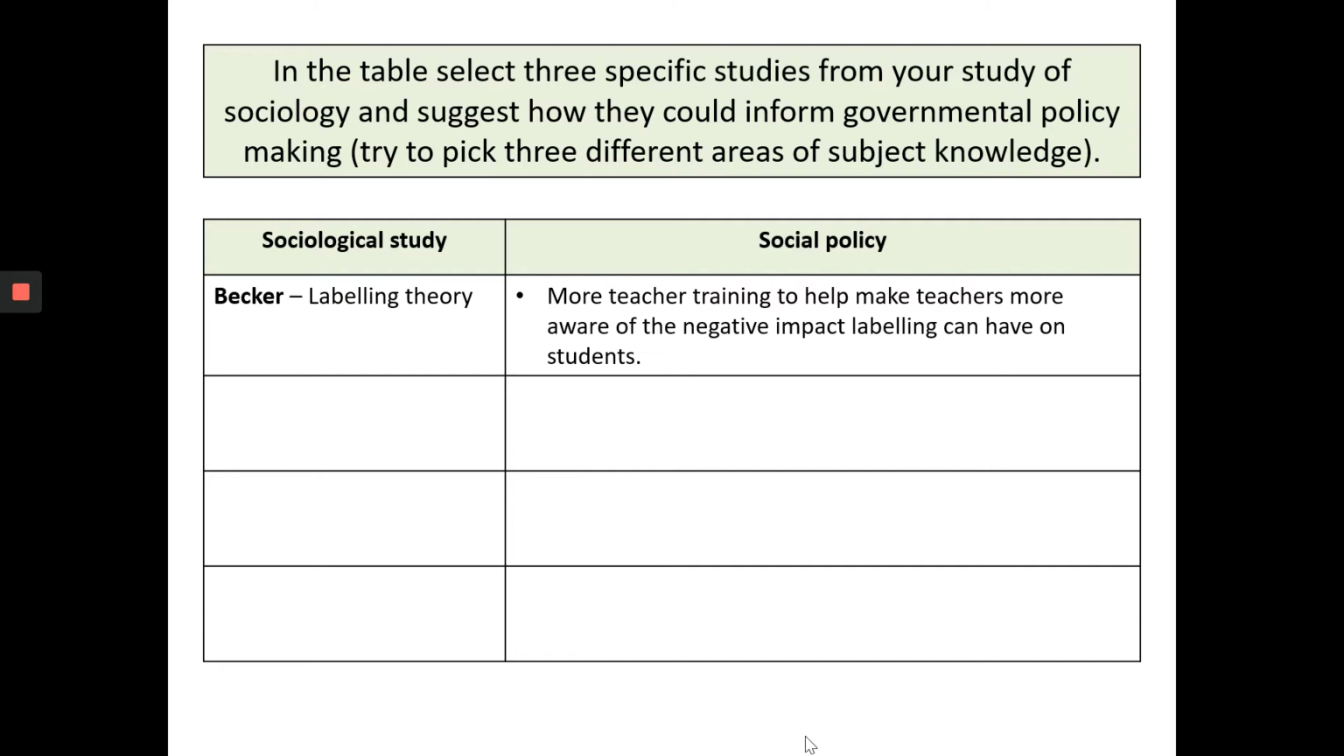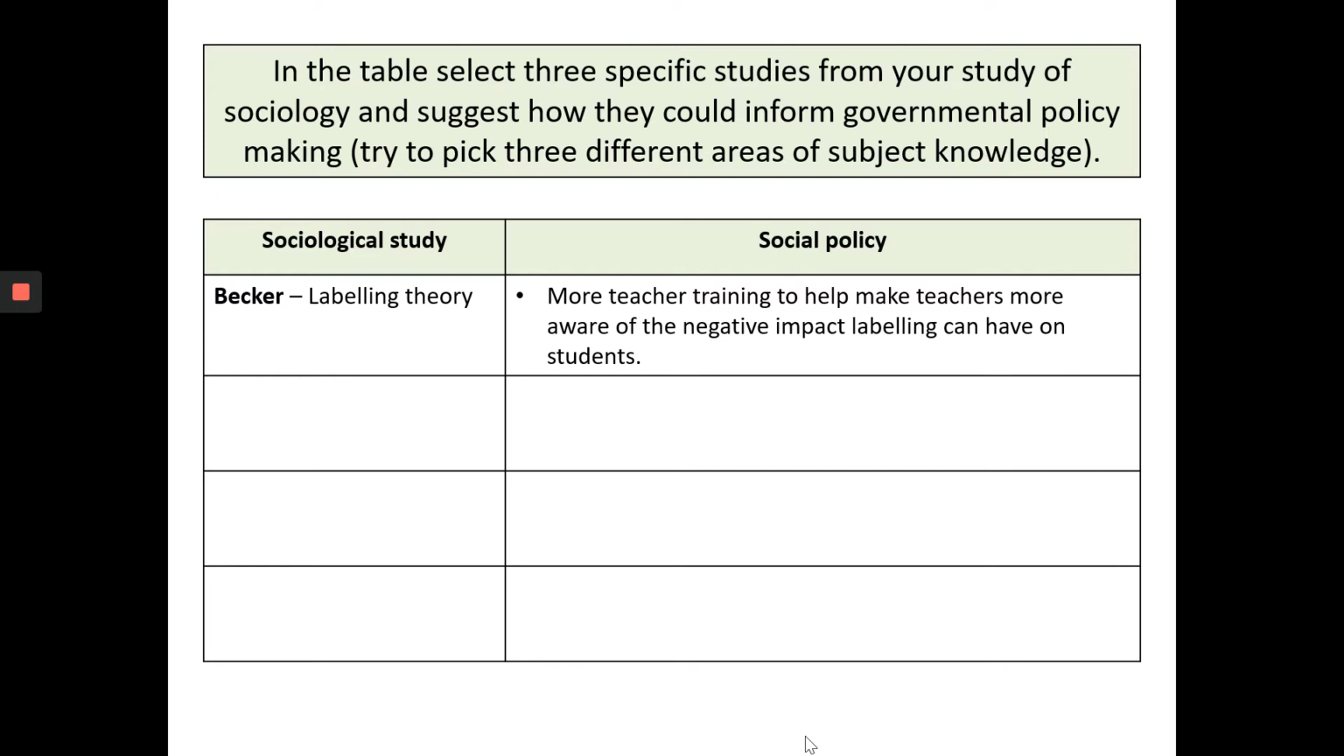So I want you to think about some specific studies that we have looked at so far in sociology and think about how they could inform government policy. So you can pick a study from anything that we have studied so far. So it could be from education, from families, from when we did research methods. I've done one for you so you can see what I mean.